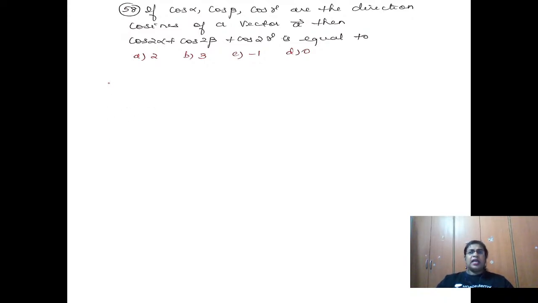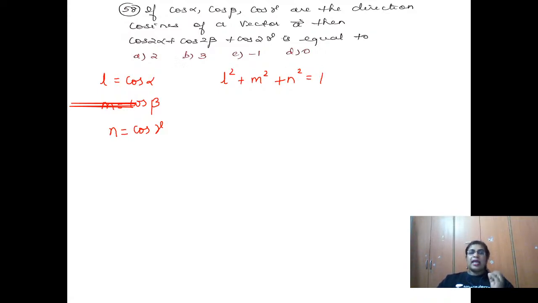Now the direction cosines are represented as L, M and N. So L is equal to cos alpha, M is equal to cos beta, N is equal to cos gamma. You know the relationship between the direction cosines: L square plus M square plus N square is equal to 1. This is a standard question, you have to remember this. The answer is equal to minus 1. How did I get that? I'm going to explain it to you.